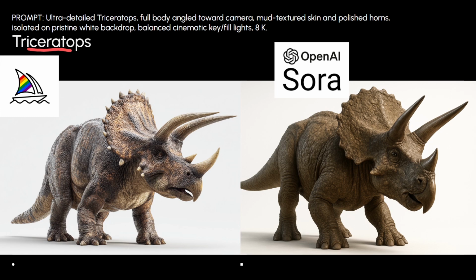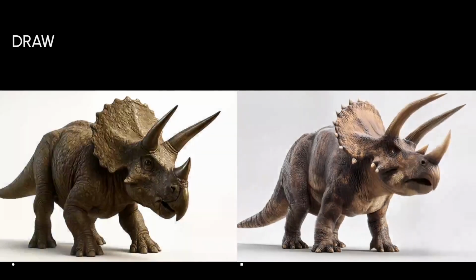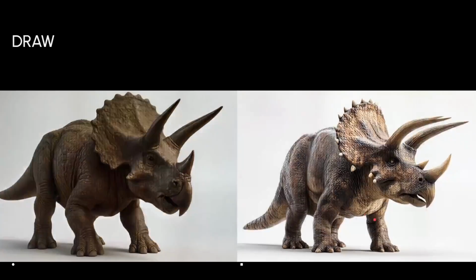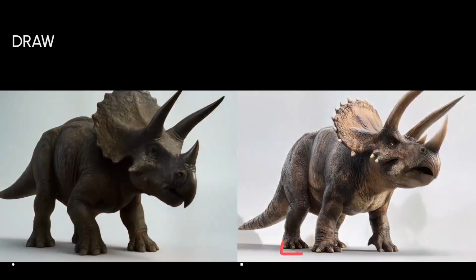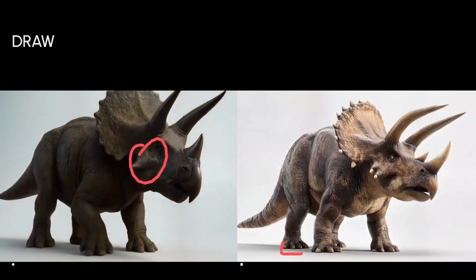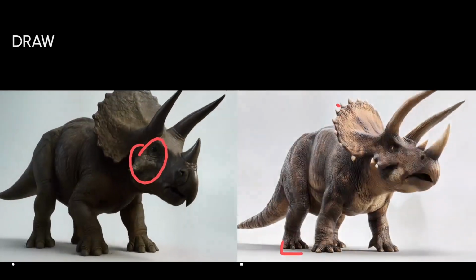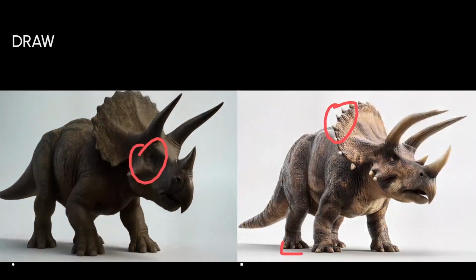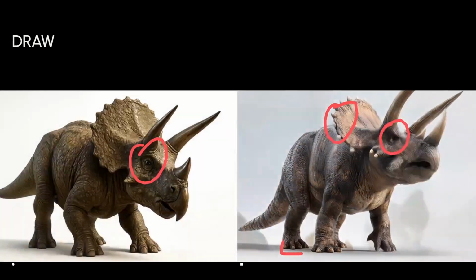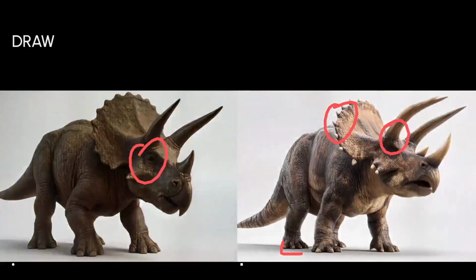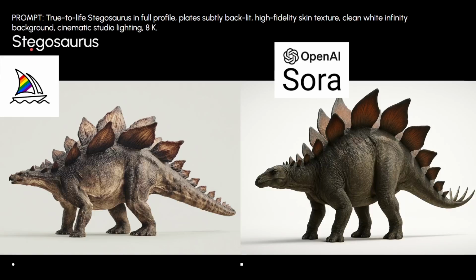The next, the Triceratops. The idea was to add polished horns and a mood texture skin. So for example, for the skin, Midjourney is better, for the legs too, but for the eyes, Sora is better. I like the work here and here, but we are giving a draw. Then the Stegosaurus.